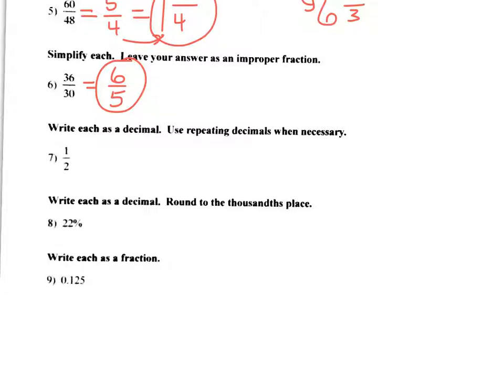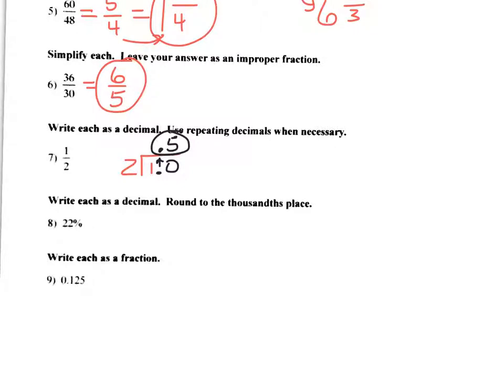Write each as a decimal. Use repeating decimals when necessary. So how do you do this? Well, here's where you have to do the little house thing. So you say, how many times does 2 go into 1? Well, it won't. So you do the decimal place and you add a 0. How many times does 2 go into 10? 5. But you have to bring that decimal place up right here. So it's 0.5. Now that's one we know very easily, but that's how you work that.